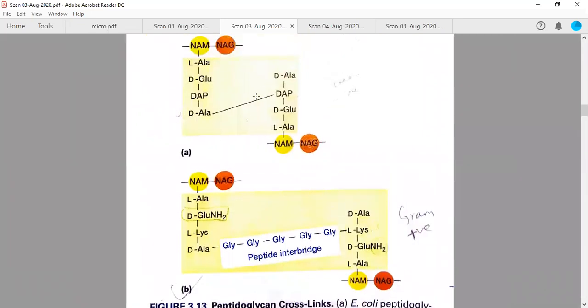So either this or this. As a result, the bacterial cell wall will be susceptible to lysis because it will not be as rigid as it should be. Simply what will happen is that the uptake of water will lead to osmotic lysis. The cell will die as a result of osmotic lysis. This is an indirect way of killing the bacterial cell.